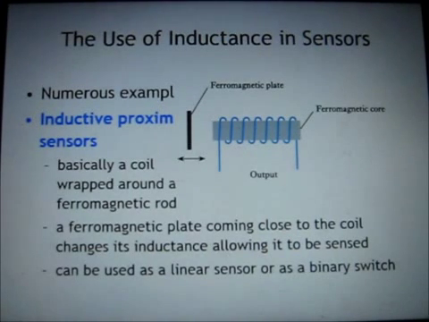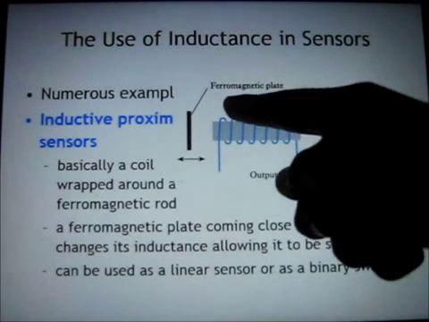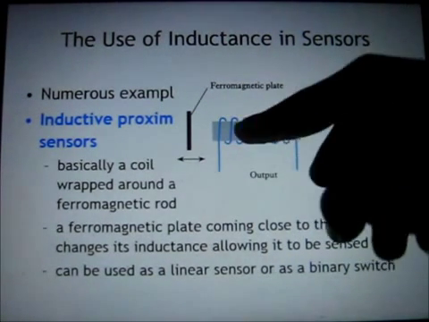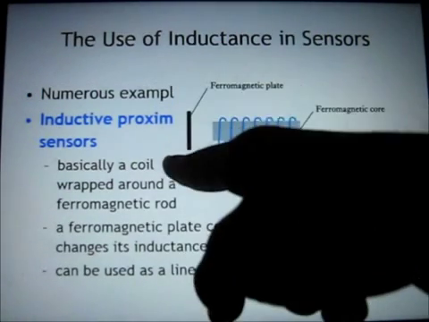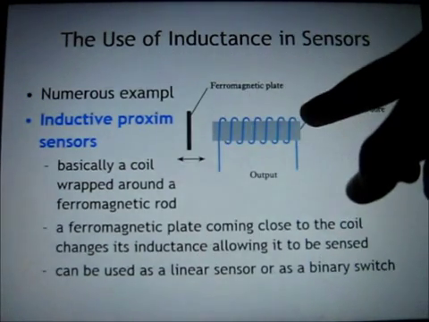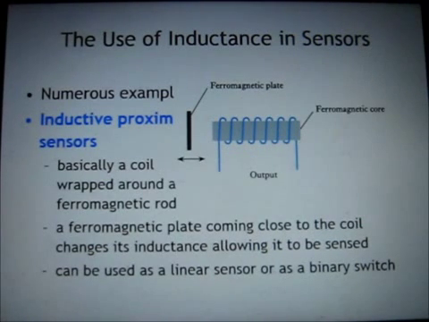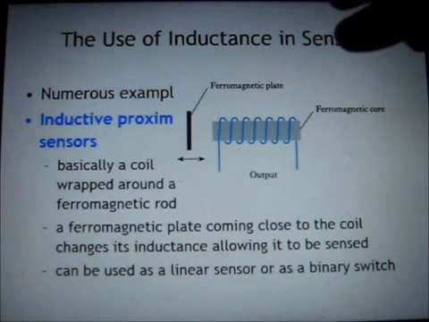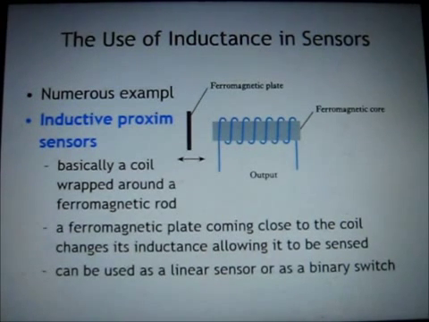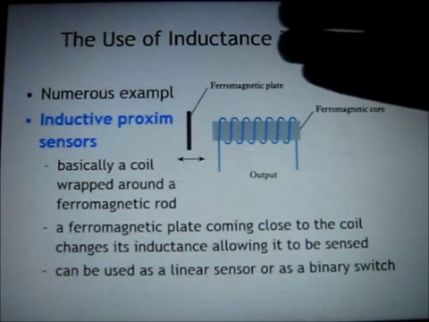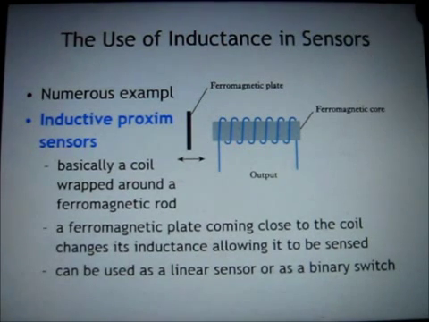Now let me tell you one example or an application of this inductance in sensors. Suppose, how can you use these sensors? This is going to be used in a proximity sensor. Basically, a coil is wound with a ferromagnetic core, and whenever this part comes in contact with a ferromagnetic plate, it induces current, and whenever it induces current, it acts as a sensor. So this is used in proximity detectors, the bomb squads. A ferromagnetic plate coming close to the coil changes its inductance, allowing it to be sensed. This can be used in a linear sensor or a binary switch.